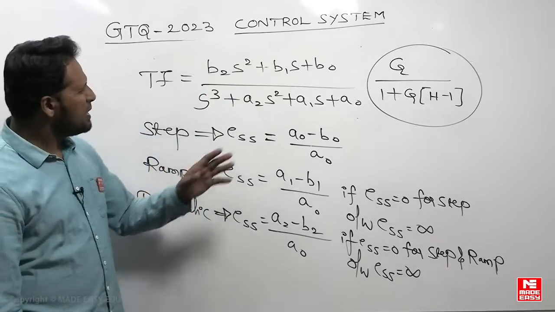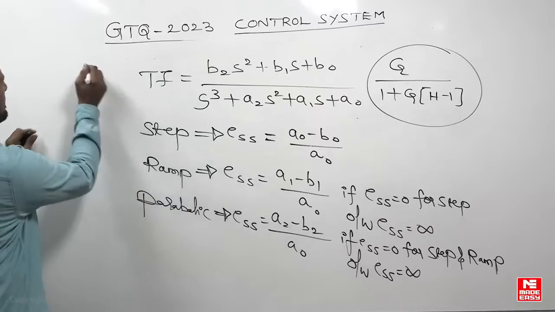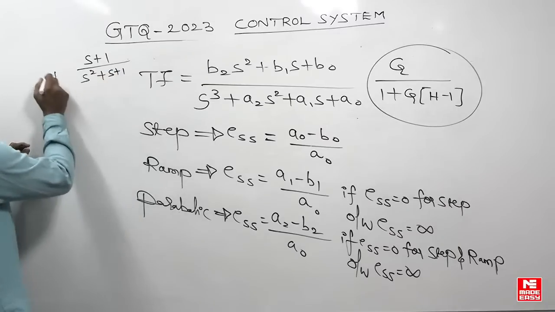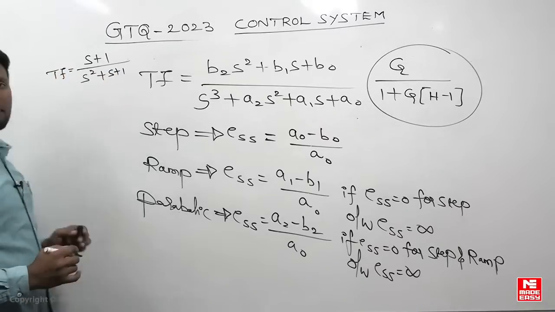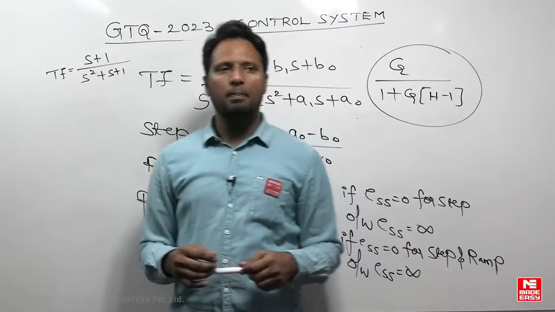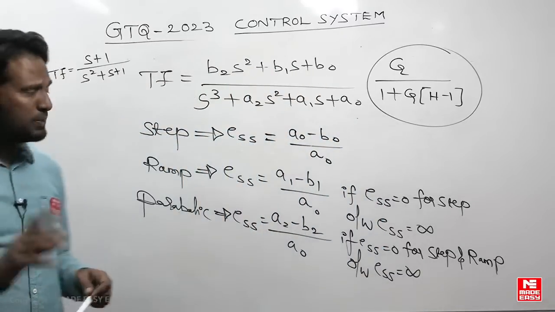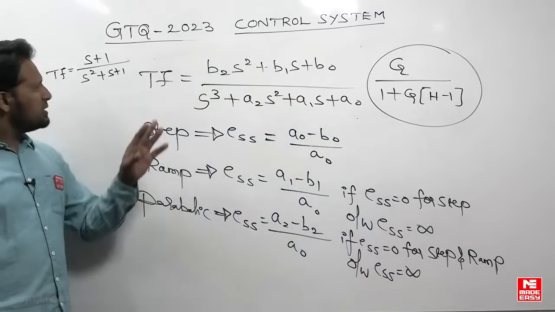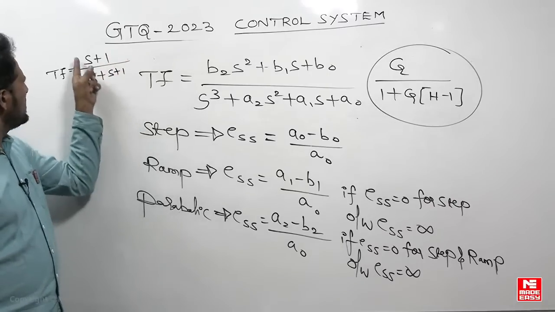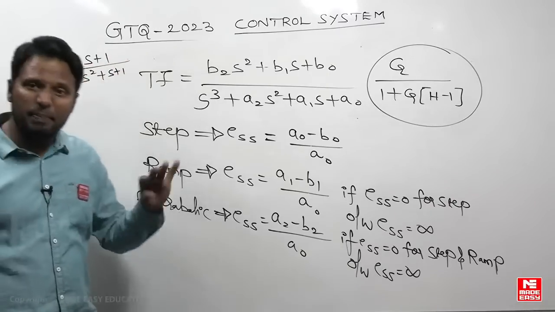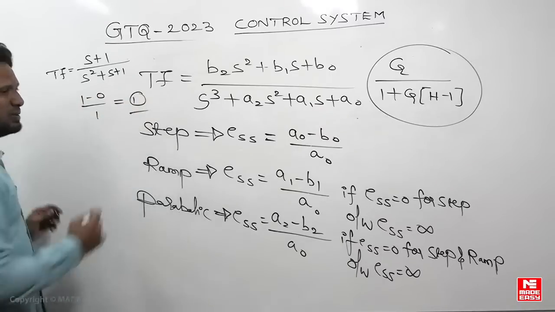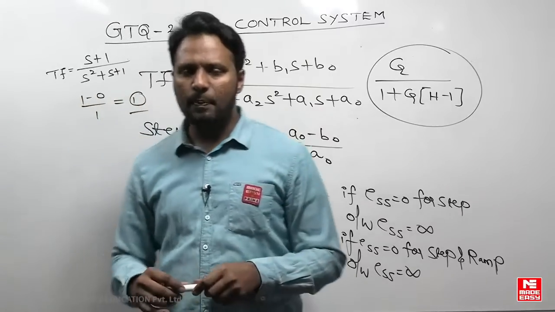Ye kab hoga pata hai? Maan lijiye koi closed loop transfer function de de. For example, (s plus 1) by (s square plus s plus 1). Ye closed loop transfer function hai. This question came to find the steady state error for parabolic input. Dekhiye, step ke liye 1 minus 1, 0. Ramp ke liye 1 minus 1, 0. Haan, parabola ke liye 1 minus 0 by 1, 1 aa gaya.